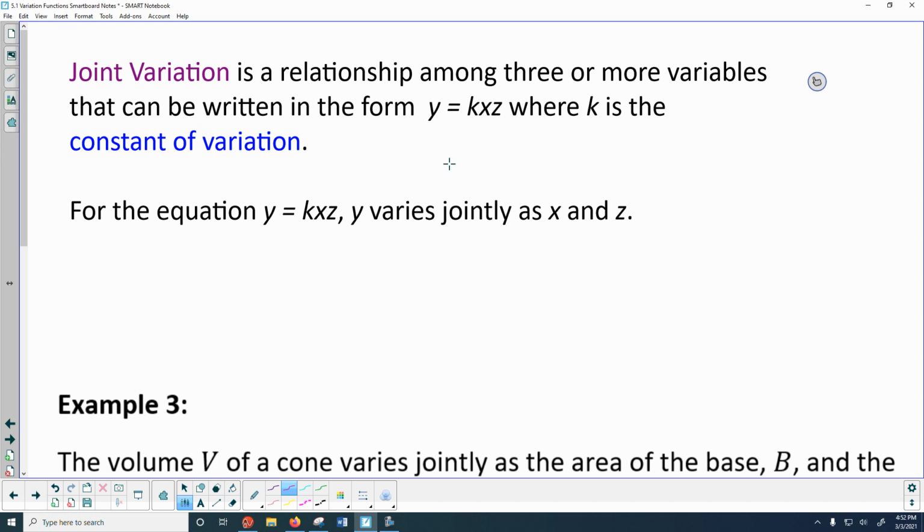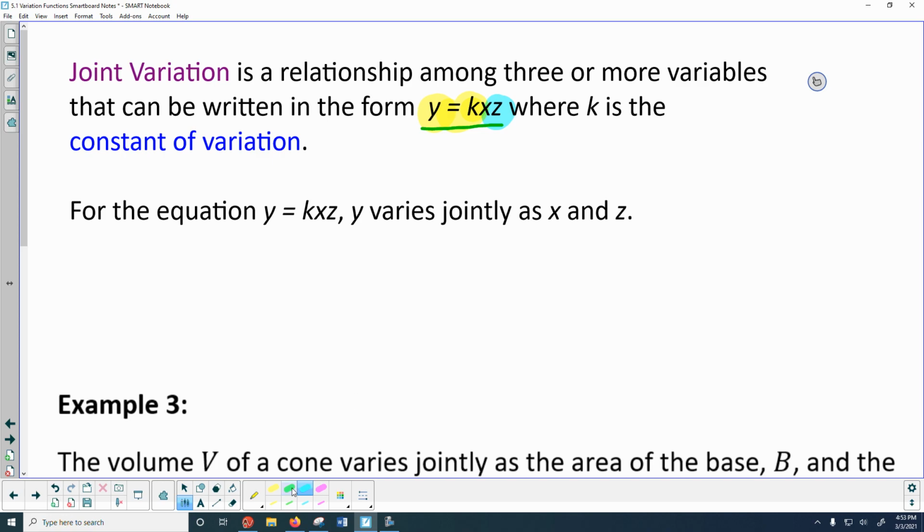Joint variation is a relationship among 3 or more variables, and it's written in the form of y equals k times x times z. So it's similar to direct. Direct, I'm going to highlight here, which is y equals kx. Joint variation just brings a different letter or an additional letter multiplied at the end. So it is y equals k times x times an additional letter z.